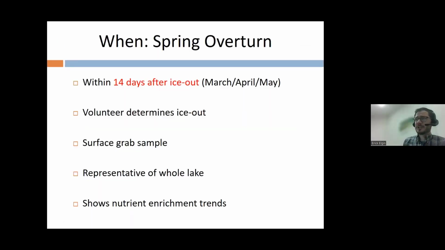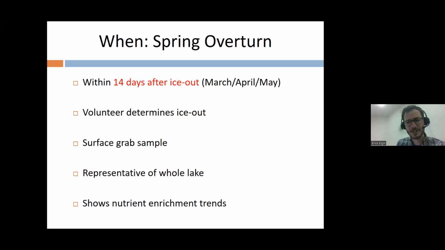So let's first get into spring overturn. By this point, the lower peninsula has likely already collected their spring phosphorus if you are signed up for it. This is because we collect the spring phosphorus sample within 14 days after ice out. So that ends up being March, April, or May.